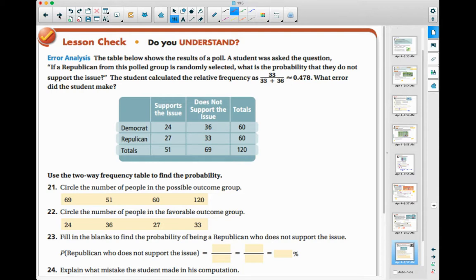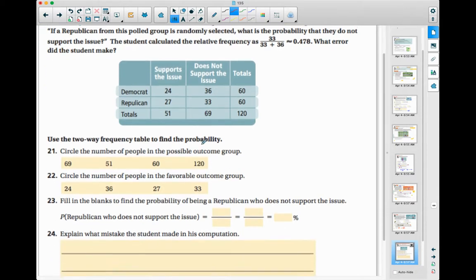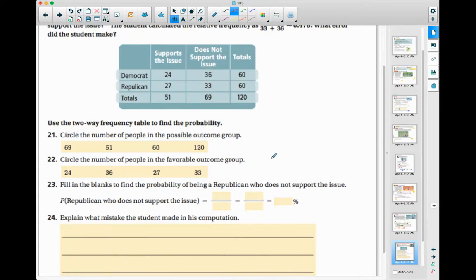Let's break this problem down. Circle the number of people in the possible outcome group. What's the possible number here of Republicans? We're looking at these people here. So that's 60. Circle the number of people in the favorable outcome. The favorable outcome is that they did not support. So that's 33. Fill in the blanks to find the probability of being a Republican who does not support the issue. So that's going to be 33 out of 60, which reduces to 11 out of 20, or 55%.